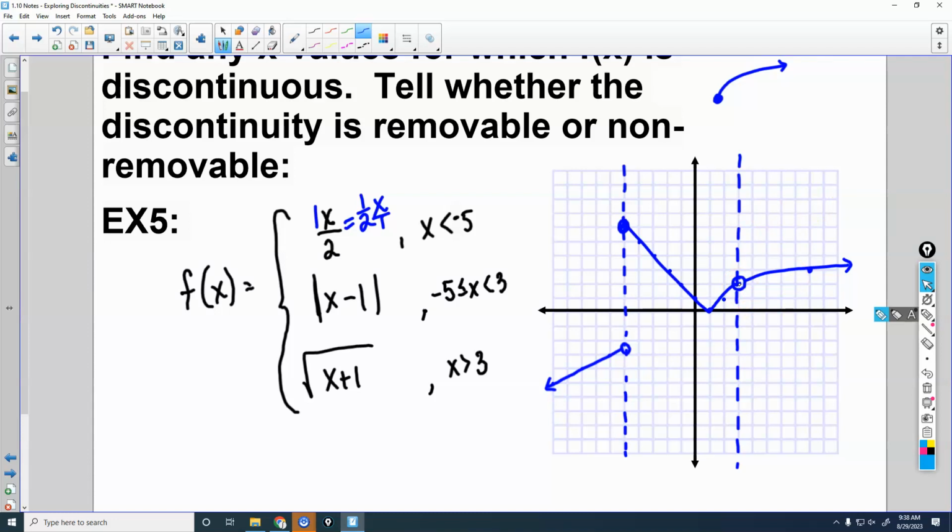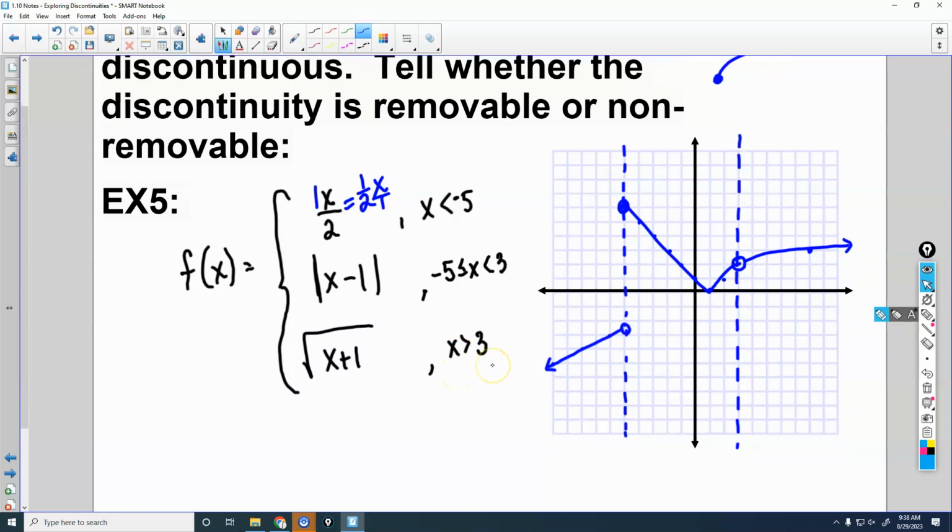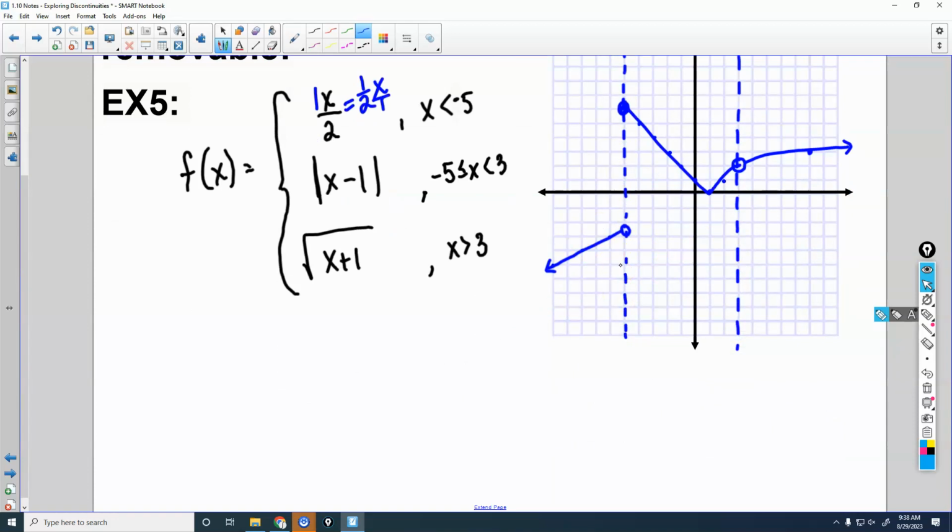It's an open circle also, because I don't have an or equal to here. Okay, so when I'm looking at this graph, I've got 2 discontinuities, right? At x equals -5, what type of discontinuity do I have? A jump. But at x equals 3, what type of discontinuity do I have? I've got a hole. The only reason I have a hole is because both of those were open circles.